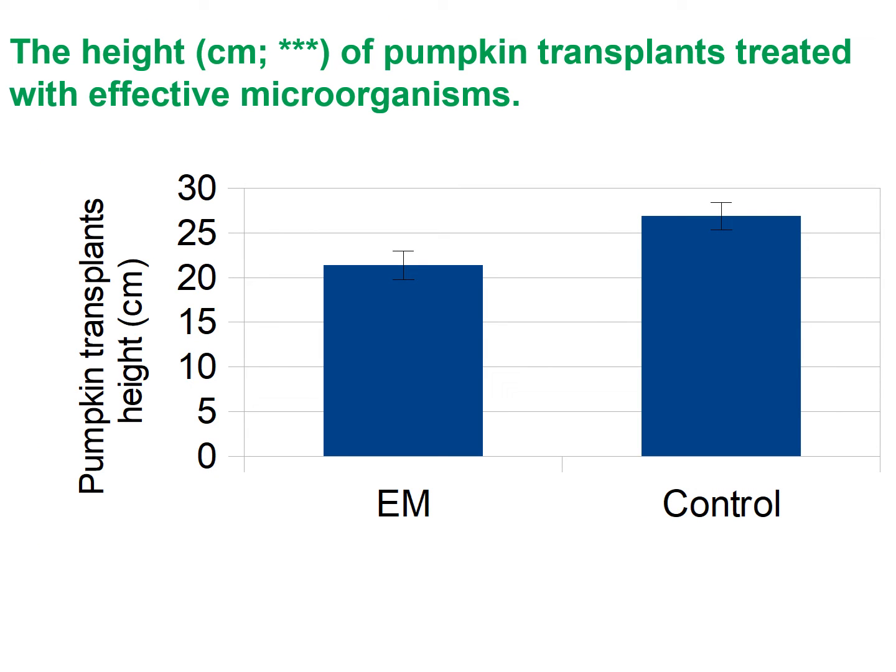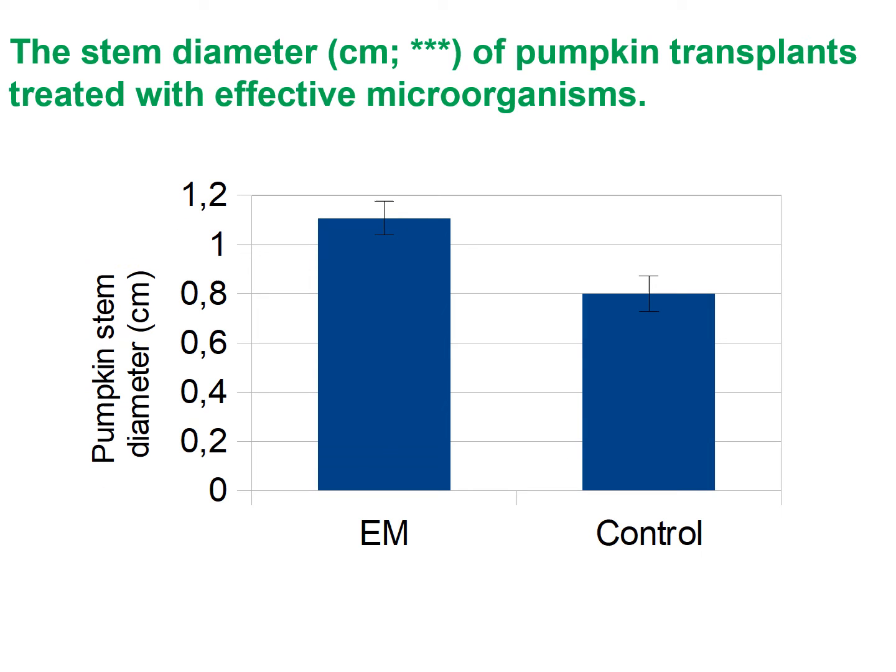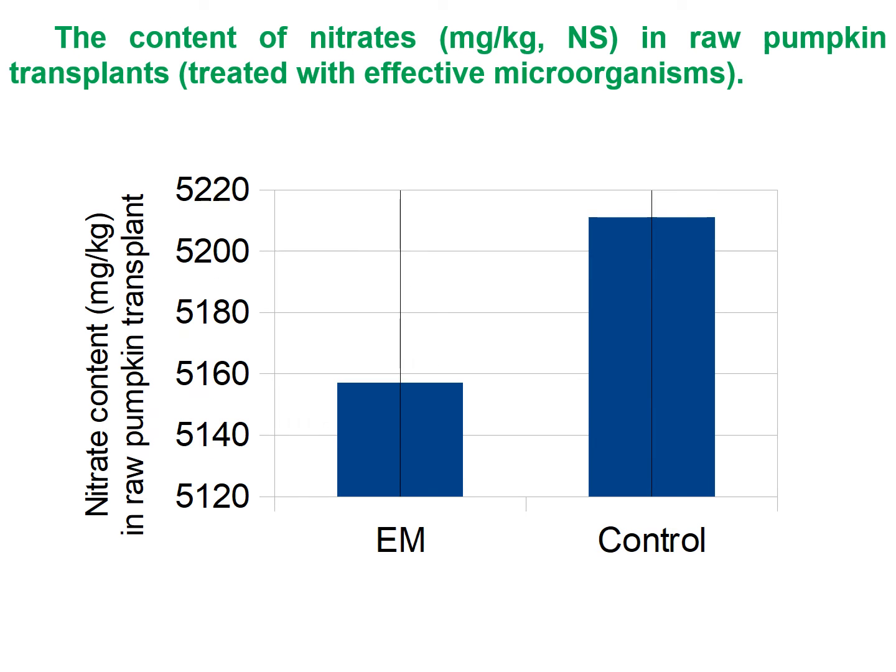The height of pumpkin transplants treated with effective microorganisms was lower in EM treatments than in control treatment. The stem diameter of pumpkin transplants treated with effective microorganisms was greater in EM treatment compared to control treatment. The content of nitrates in raw pumpkin transplants was not statistically different.